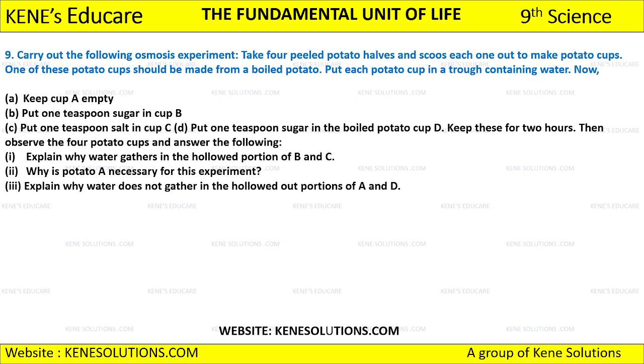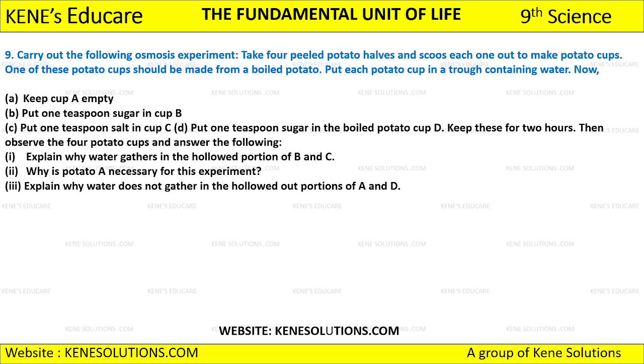Then, why is potato A necessary for this experiment? Because we need to compare the different scenarios, right? We need to compare cup B, C and D as well. So for comparing them, potato A plays a very essential role in the experiment.